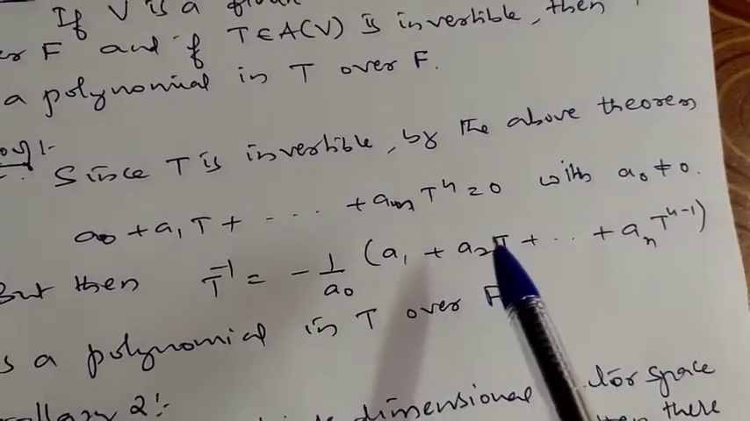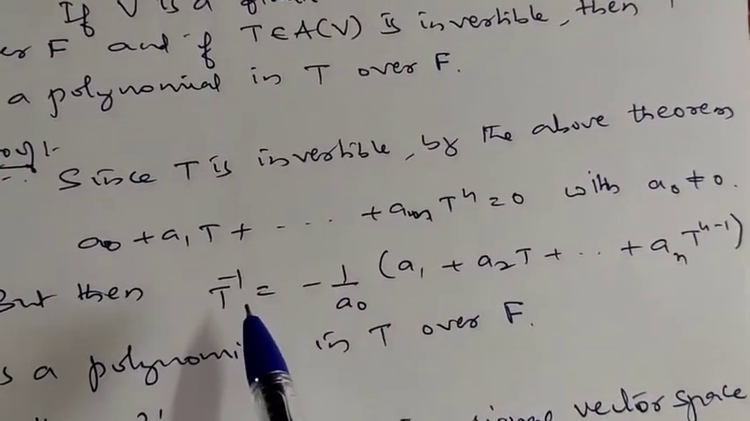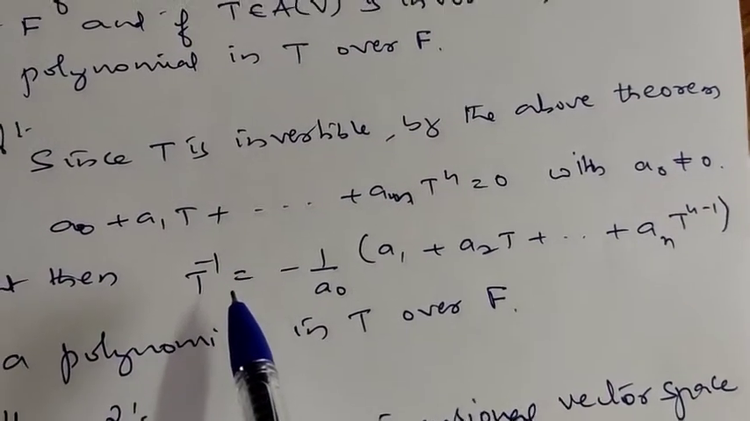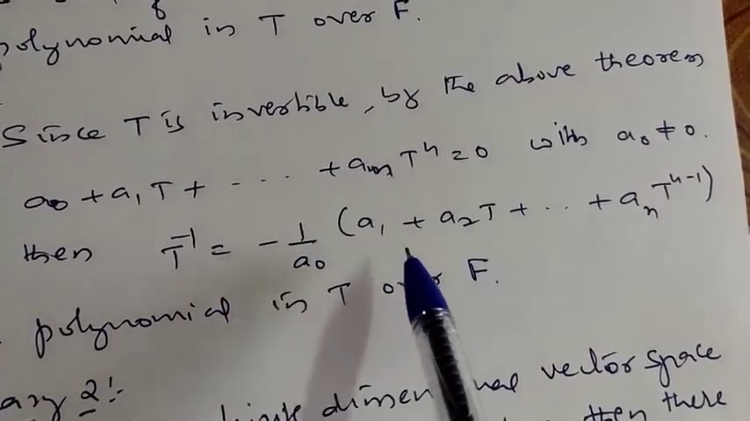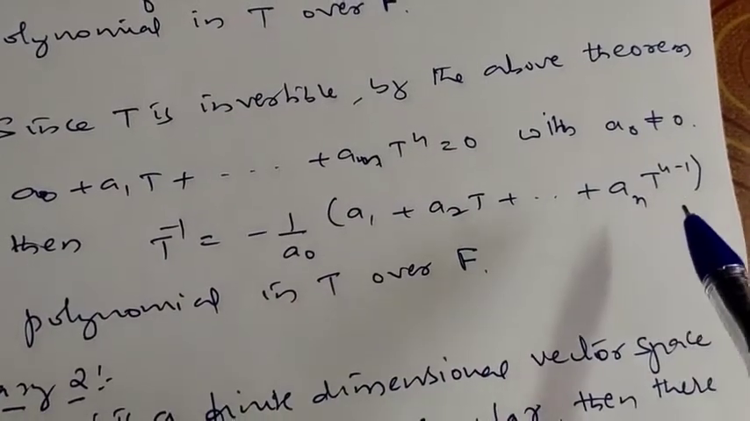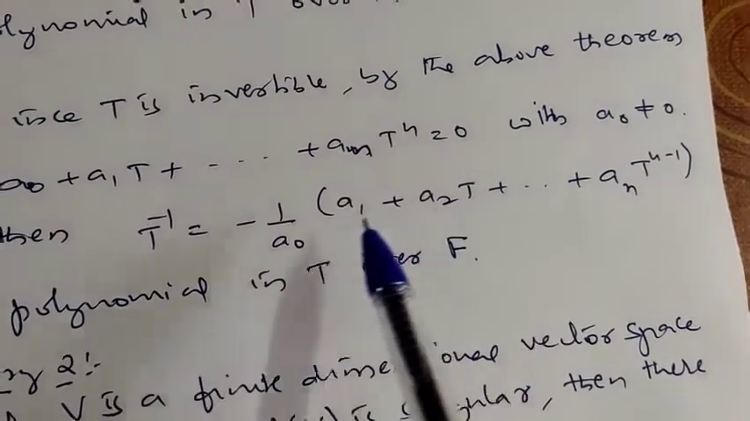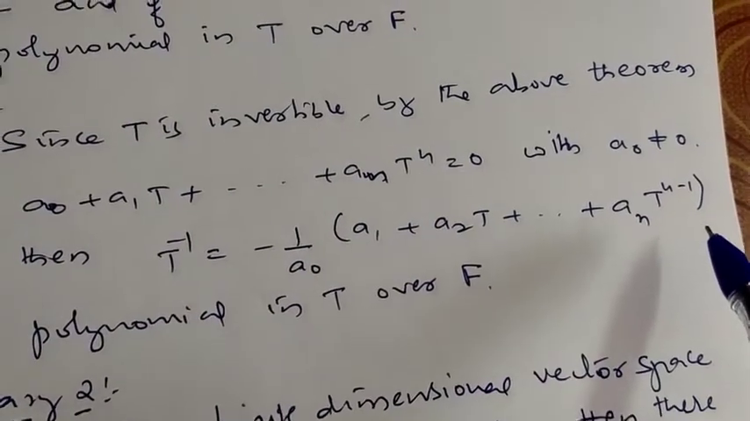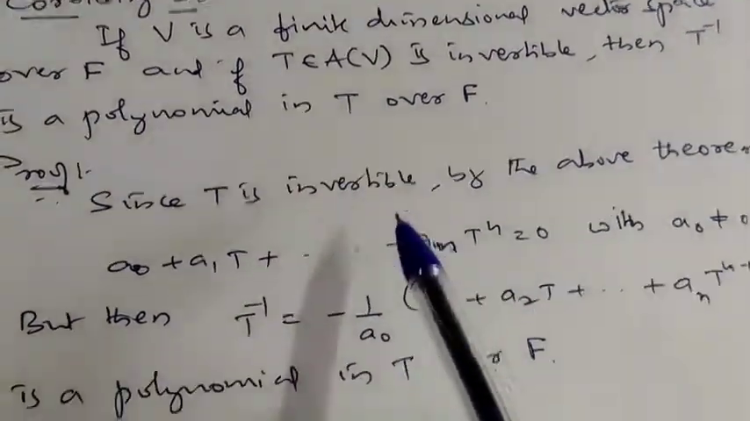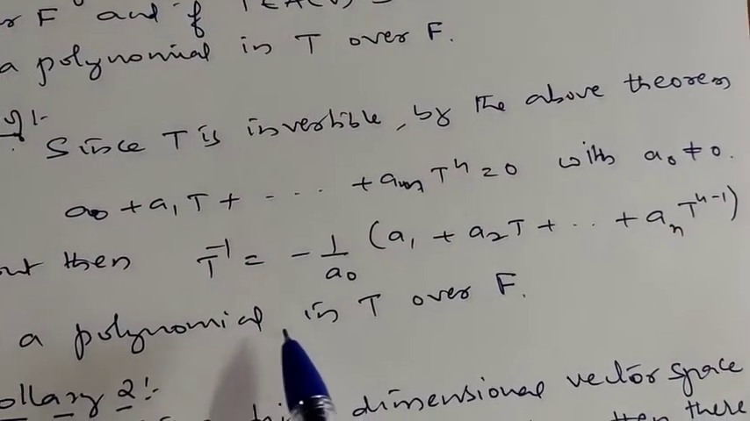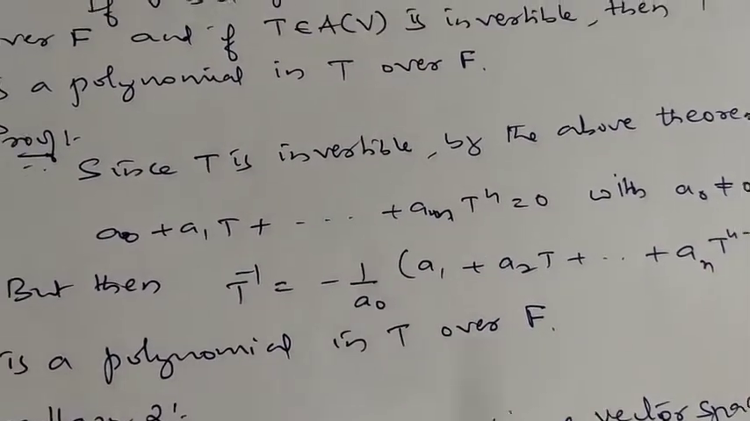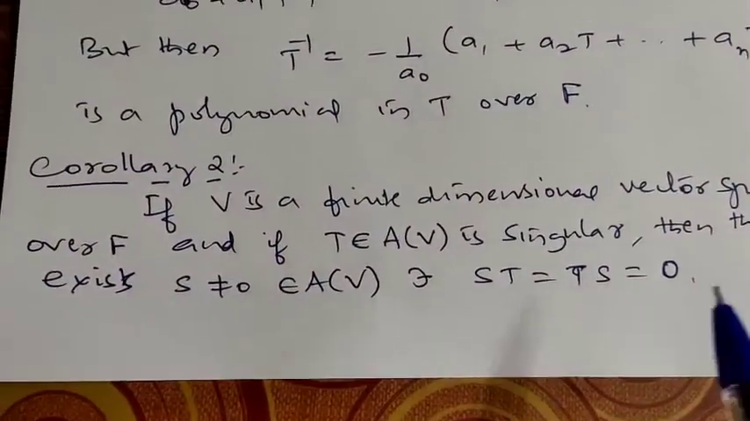If a0 is not equal to 0, then T inverse becomes what? As I said, we denote it by S. S is equal to minus 1 by a0 into a1 plus a2t and so on an into t power of n minus 1. So S, or T inverse, is certainly a polynomial in T. Therefore, if T is invertible, then its inverse is a polynomial in T over F. It's very simple. So, let us take up the next result.